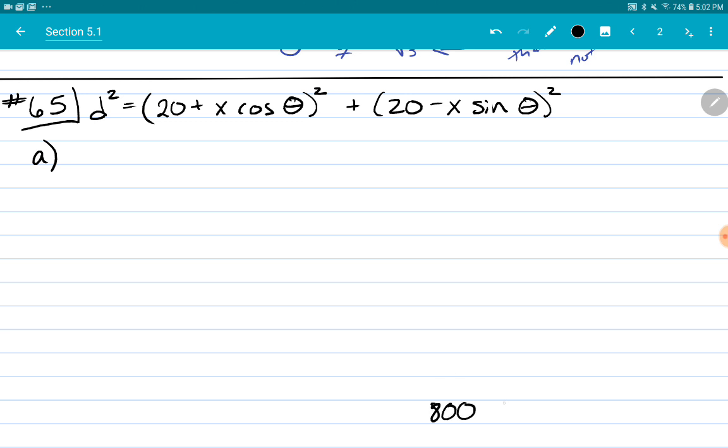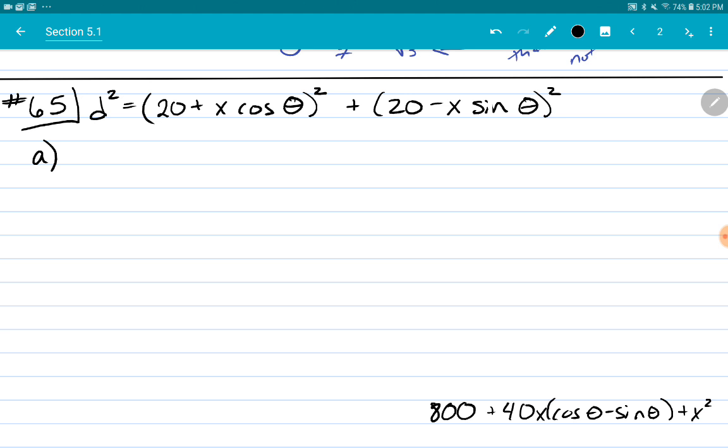800 plus 40x times cosine theta minus sine theta plus x squared. So I'm going to work with this formula and try to get to the formula we have at the bottom of the screen there.